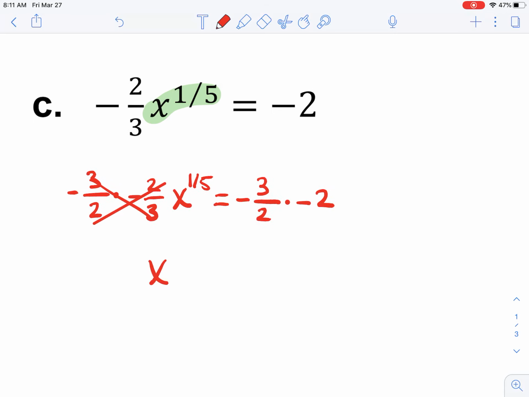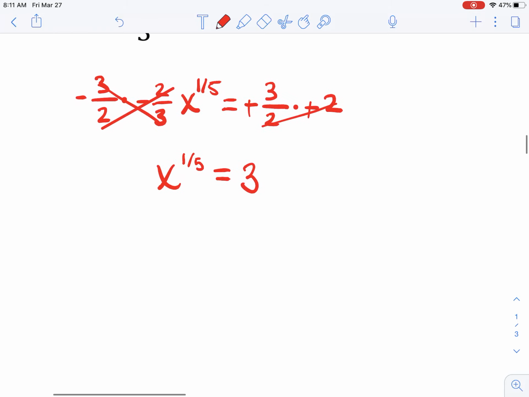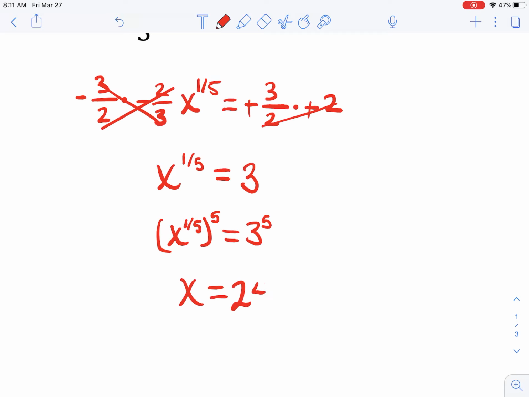There's going to be no negatives left. We have x to the 1/5. And then this one's kind of nice too. The negatives are gone, and then the 2's will cancel, so you just have a 3. All right, this one's particularly nice because the reciprocal of 1/5 is just 5/1. So really, you're just raising this to the 5th power. So you're just left with x equals 3 to the 5th power. So 3 to the 5th, which would be 243.